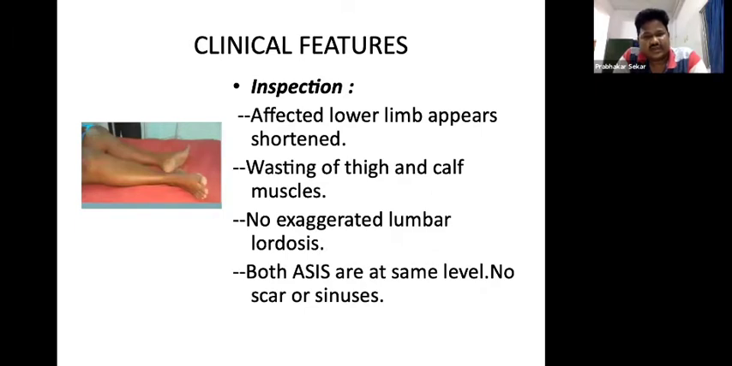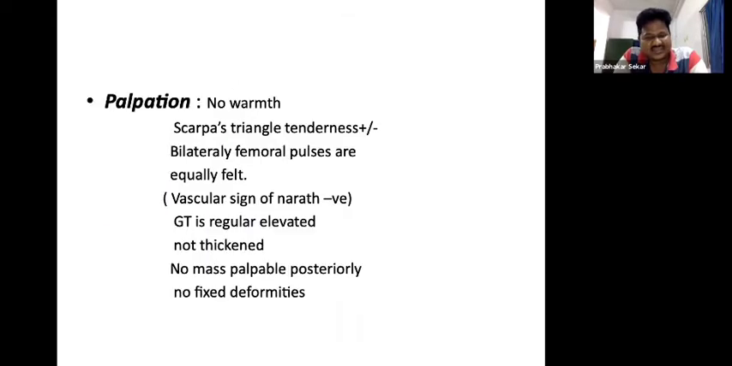Here the affected lower limb appears shortened, and if it is an old fracture, there may be wasting of the thigh as well as the calf muscles. No exaggerated lumbar lordosis, and both anterior superior iliac spines are at the same level. Scars or sinuses may or may not be present.